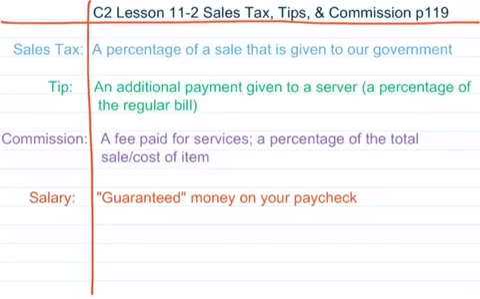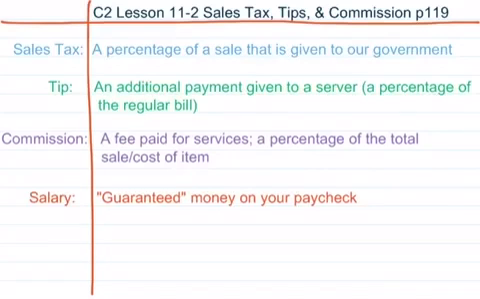First definition is sales tax, which is a percentage of a sale that is given to our government. A tip is an additional payment given to a server, which is a percentage of the regular bill, usually 15%, which is common. The commission is a fee paid for services. It's a percentage of the total sale or cost of an item.